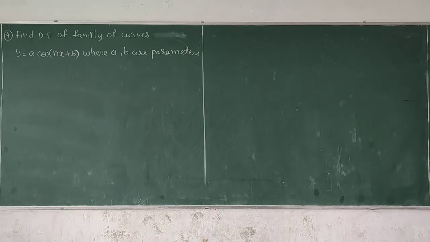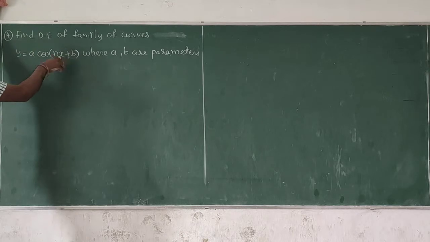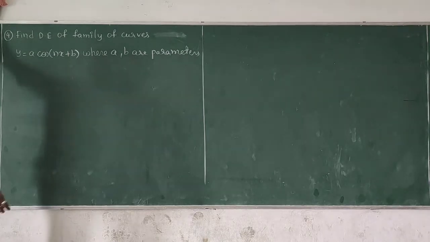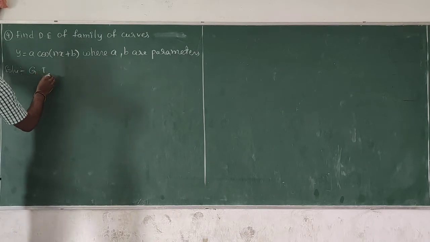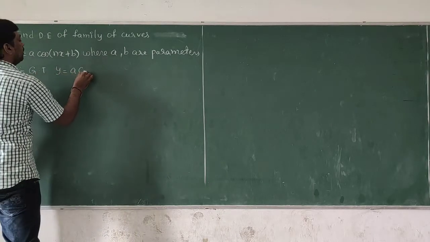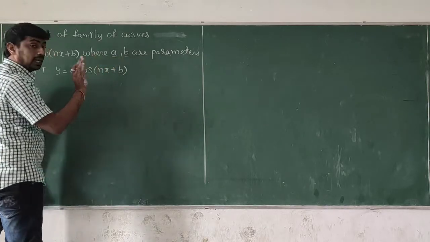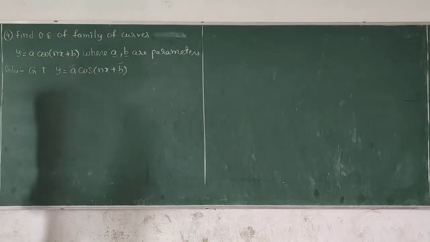Students, next continuation, fourth problem. Find the differential equation of the family of curves y equal to a into cos of nx plus b, where a, b are parameters. How many parameters do we have? 2 parameters. That's why how many times do we differentiate the given equation? 2 times. Then only we get the solution. In the solution, first given that y equal to a cos of nx plus b. Here clearly mention that only a, b are parameters. We need to delete those 2 parameters from the given equation, then only we get the differential equation.